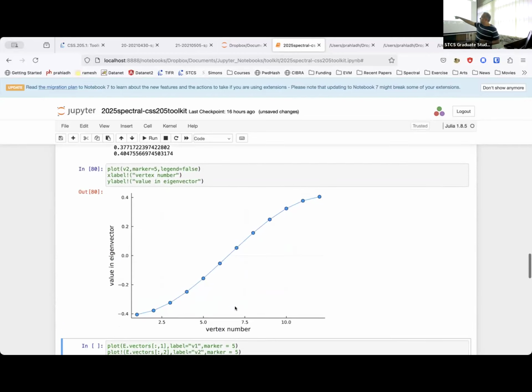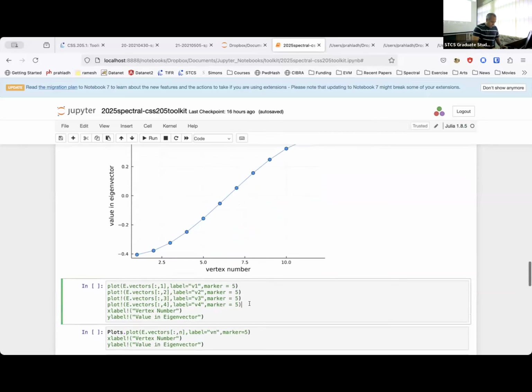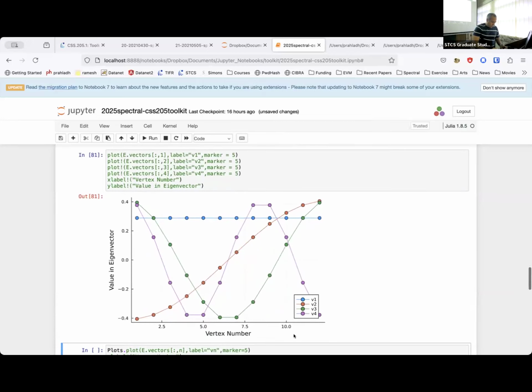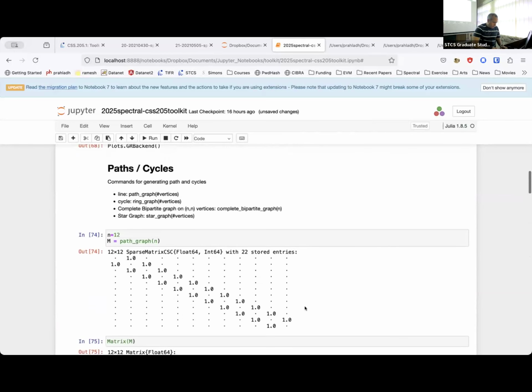I'm just plotting the second eigenvector here. This is the 0 line. I'm plotting each vertex against the corresponding value in the eigenvector. Let's plot some more eigenvectors: not just the first, but the second, the third, and the fourth. The first is flat. The others fluctuate, and the dot product of any two of them will be 0.